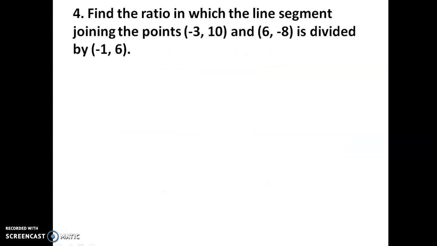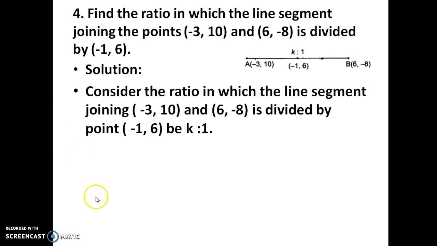Fourth problem: find the ratio in which the line segment joining the points (-3, 10) and (6, -8) is divided by (-1, 6). Okay, so here in this problem, the line AB. These two coordinates are A and B, we are naming it like that. And it is divided by one more point, that is (-1, 6). But we don't know in what ratio it is divided. We have to find out in what ratio this coordinate is dividing this line segment.